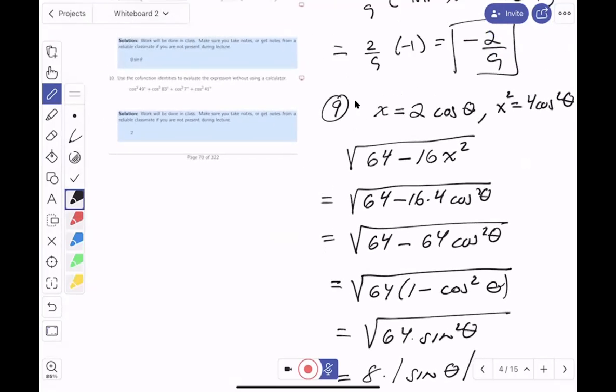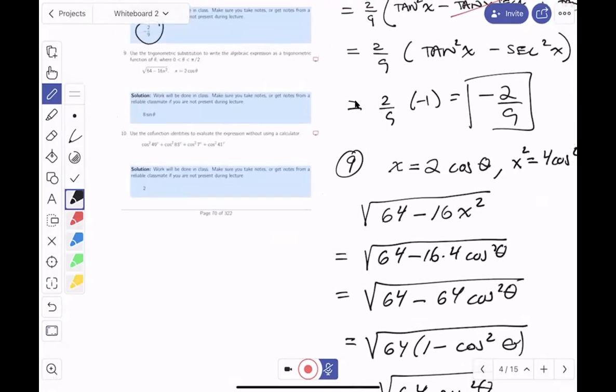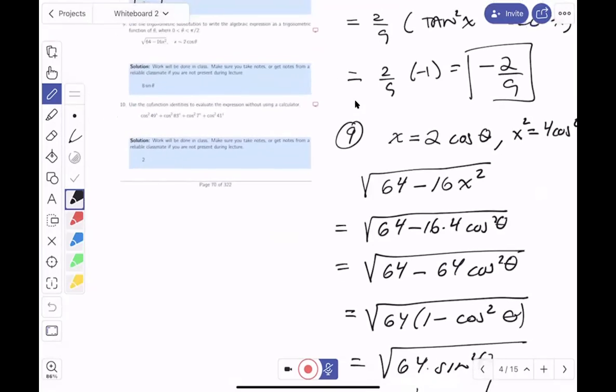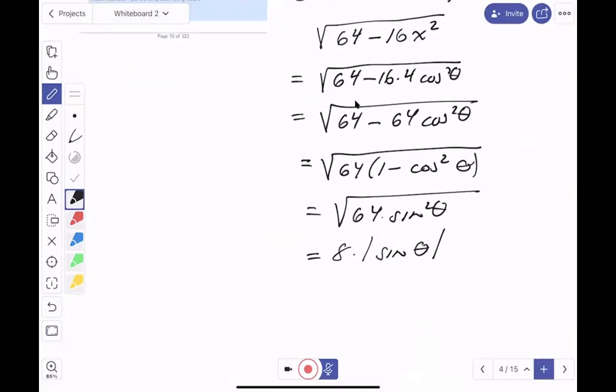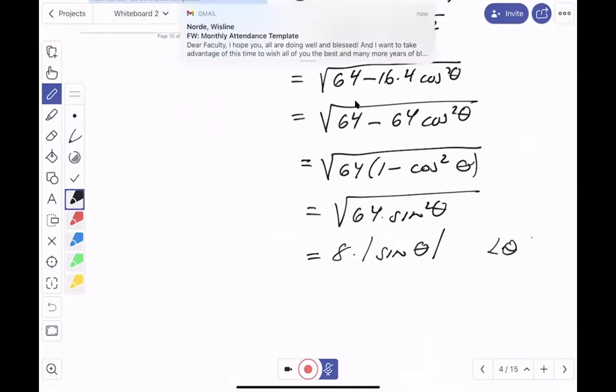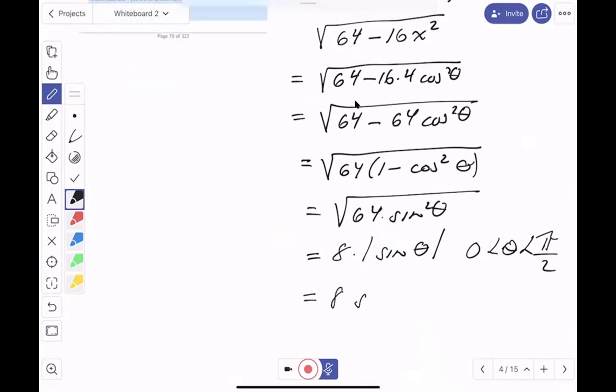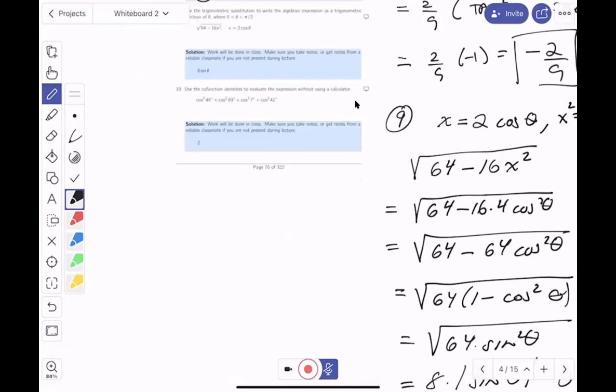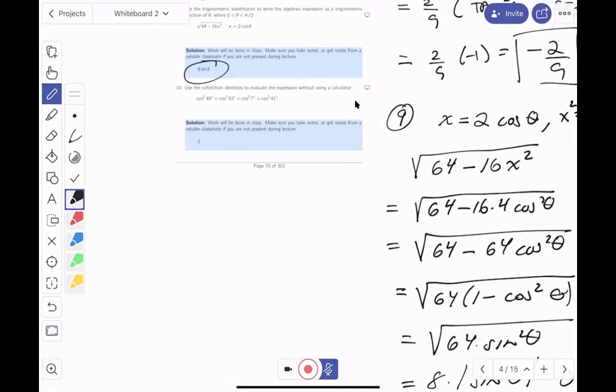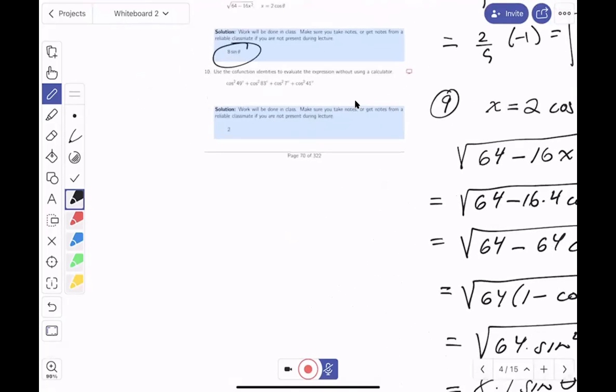However, they were kind of kind to me. What did they tell me? The angle is between 0 and pi over 2. So if the angle is between 0 and pi over 2, it's over here, the sine would be positive. Therefore, I can remove the absolute value symbol. All right, that's simplification. Again, if you look at it, you would see the answer right there. All right, let's look at number 10.